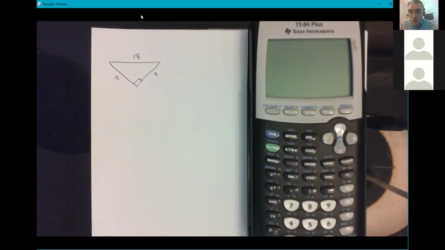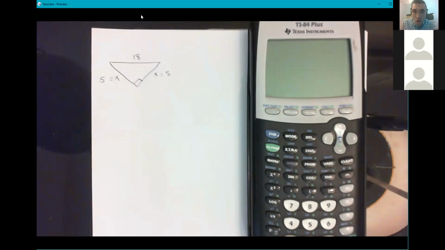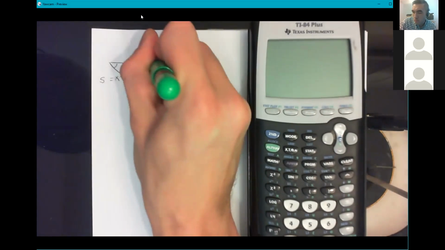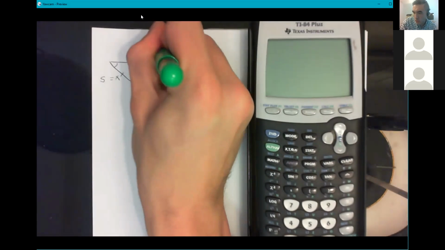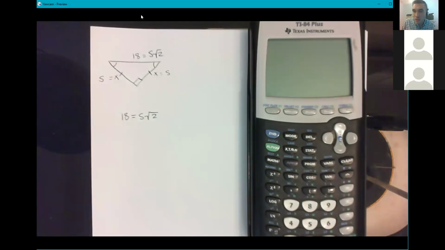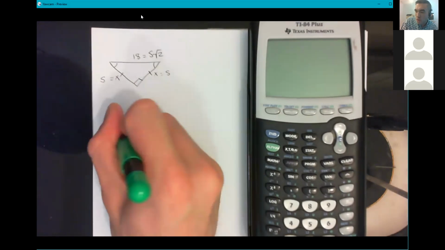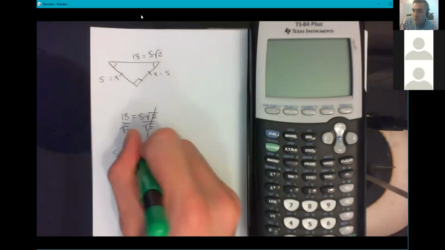But the goal here is to try and use the properties of special right triangles to make this work as easy as possible. So what special right triangles tells us is that this is S and this is S. And what is the rule about 45, 45, 90 for the hypotenuse? That it's like S root 2. S root 2. And so all we do is we say 18 equals S root 2 and then solve for S. To get S alone, I'm going to divide both sides by the square root of 2. On the right-hand side, these cancel. And so S is equal to 18 divided by root 2.